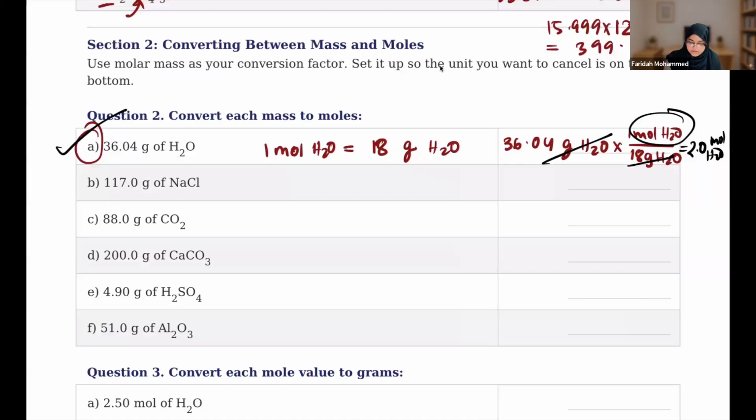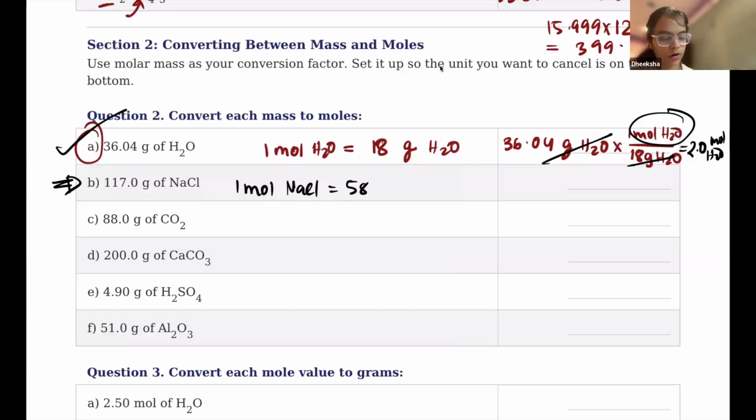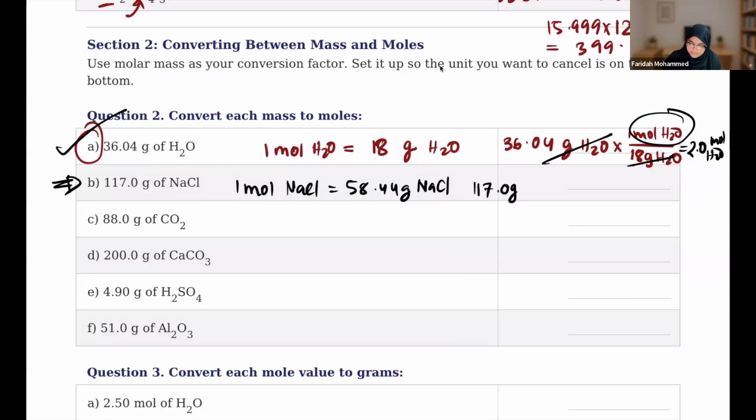Diksha, let's do number B. Okay. 1 mole of NaCl is equal to 58.44 grams of NaCl. And then you put the 117 grams, and then you multiply it by one. Of what? Of number, unit, identity of NaCl.